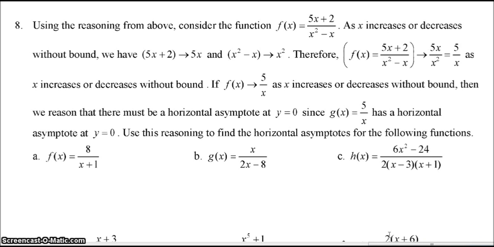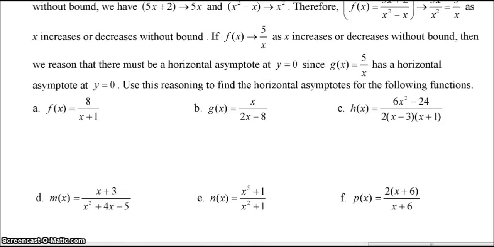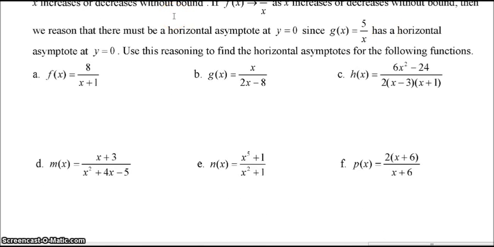Number 8, using the reasoning from above, consider the function f of x equals (5x plus 2) over (x squared minus x). As x increases or decreases without bound, 5x plus 2 approaches 5x, and x squared minus x approaches x squared. Therefore, the function would approach 5x over x squared, or 5 over x, as x increases or decreases without bound. If f of x approaches 5 over x, then we reason there must be a horizontal asymptote at y equals 0, since g of x equals 5 over x has a horizontal asymptote at y equals 0. Use this reasoning to find the horizontal asymptotes for the following functions.